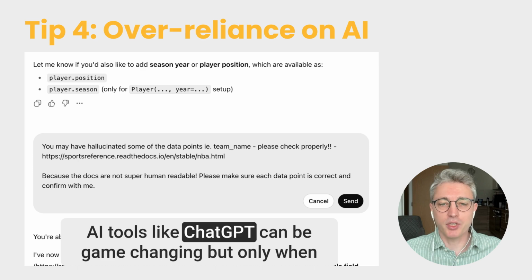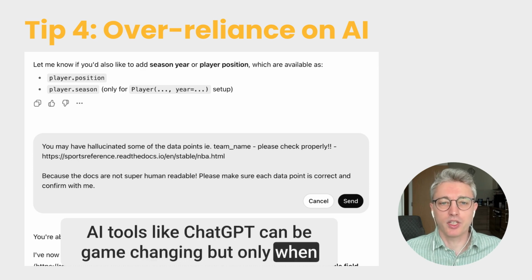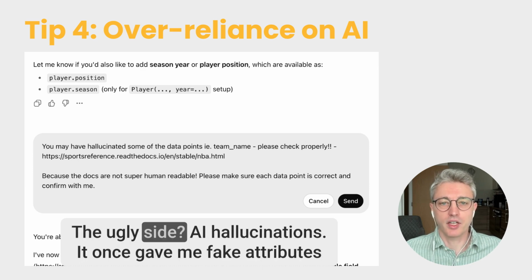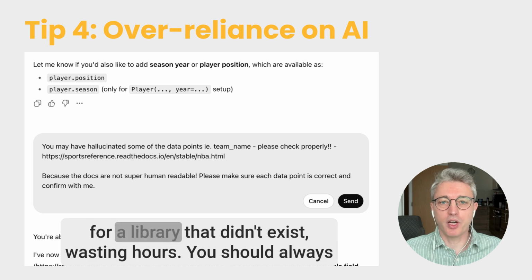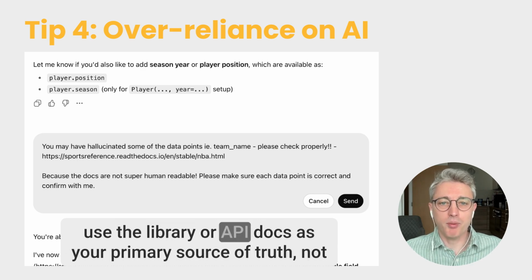AI tools like ChatGPT can be game-changing, but only when used carefully. The ugly side: AI hallucinations. It once gave me fake attributes for a library that didn't exist, wasting hours. You should always use the library or API docs as your primary source of truth, not the AI.